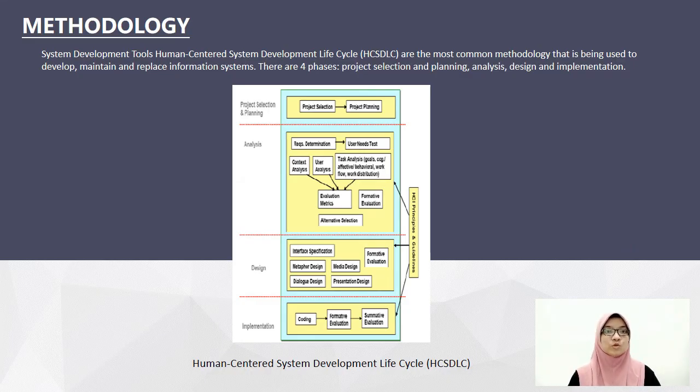Our group decided to choose the Human-Centered System Development Life Cycle (HCSDLC) methodology. HCSDLC is the most common methodology used to develop, maintain, and replace information systems. There are 4 phases in this method, which are project selection and planning, analysis, design, and implementation.